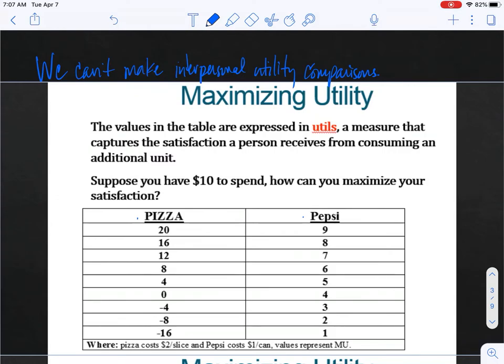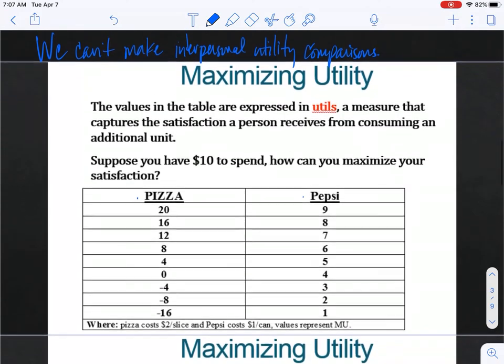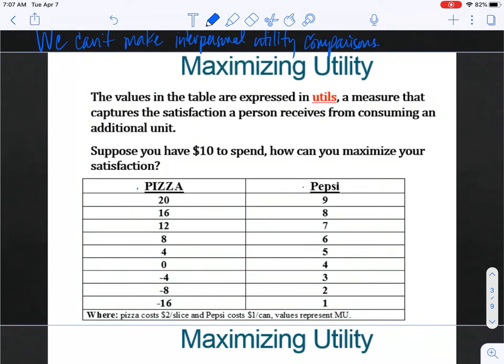So there you go. These are marginal utility numbers for Sue, right? For pizza and for Pepsi. So basically, the first slice of pizza gives her 20 units of happiness. The second slice of pizza gives her 16. The first can of Pepsi gives her 9 units of happiness. The second one gives her 8. The third one gives her 7, then 6. So there's diminishing marginal utility in both columns, right? As she consumes more of it, the marginal utility from the next unit goes down.